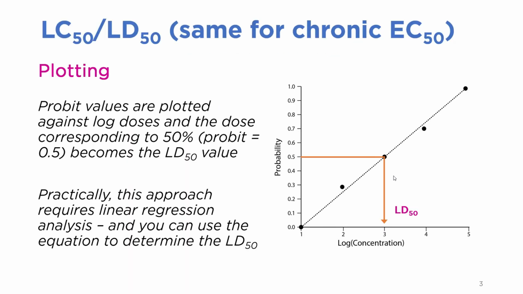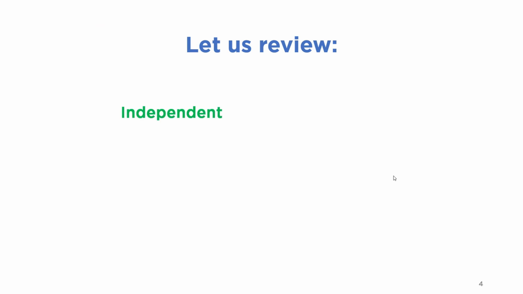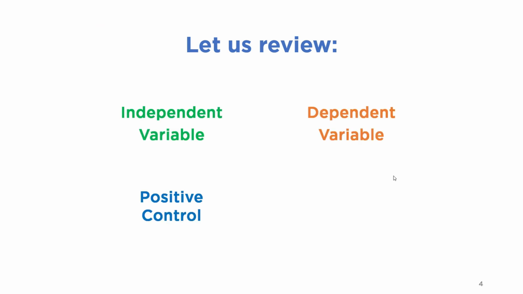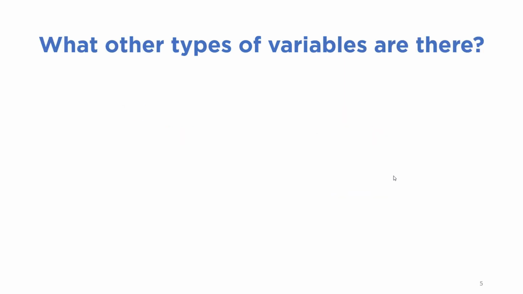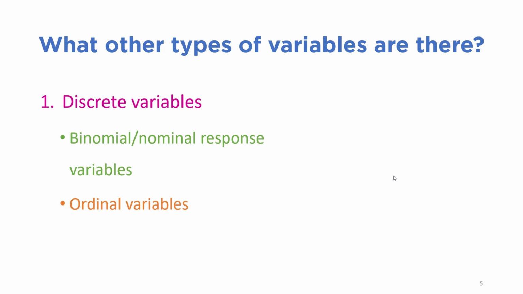I'm not sure why I started there, honestly. I did not notice that this was the first slide, so I apologize, it's a bit of a jump into nothing. So let us review. What types of variables have we got? We've got independent variables and dependent variables, positive controls, negative controls. What other types of variables are there? I feel like that probit thing was in there from last year because someone asked, and now I've messed up the whole flow, so I apologize for that.